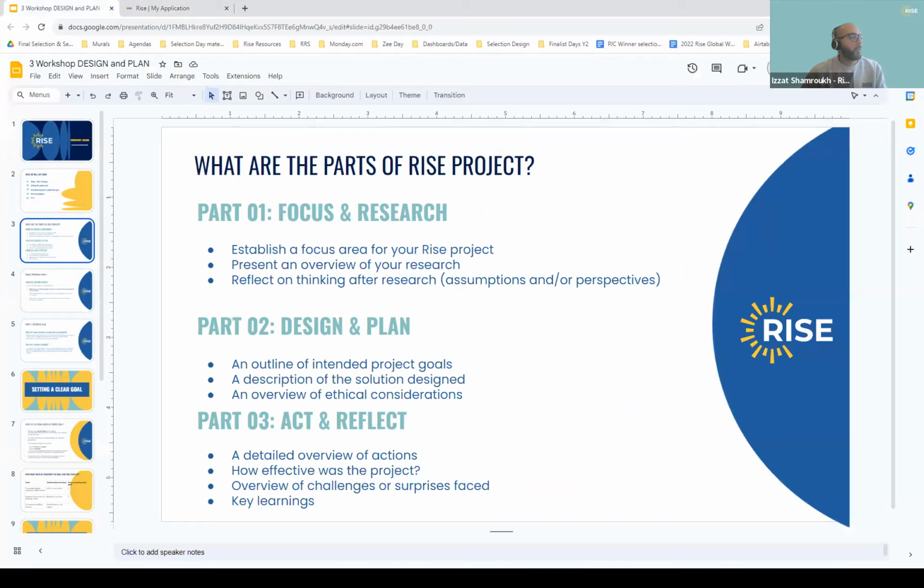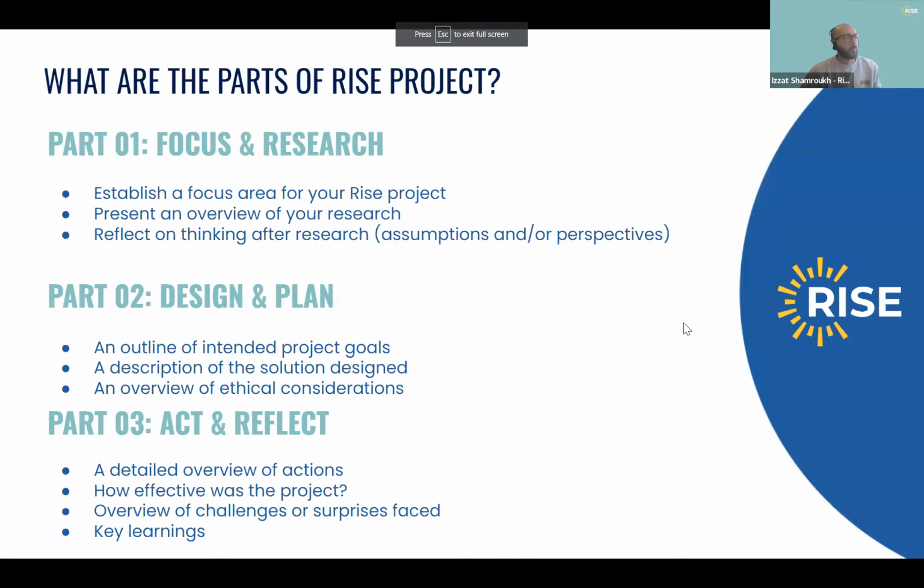Going back to the slides. The focus and research really looks at establishing a focus area for your RISE project, presenting an overview of your research. So you do your research and see exactly what the issue is that you're trying to address and how you want to address it, and reflect on your thinking and assumptions after you've done the research. Right, so what are your findings and how have they impacted your thoughts?